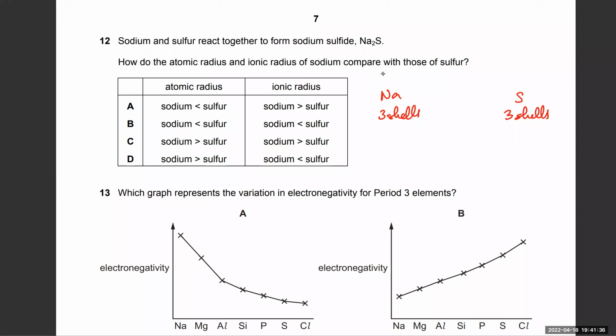But sodium has 11 protons in the nucleus, and sulfur has 16 protons. So sulfur is going to attract those electrons with a lot more strength. So it's going to be a lot smaller. Sodium is going to be bigger than sulfur. So it's either going to be C or D. What about the ionic radius? What happens to sodium's ion? Is it smaller or is it bigger?